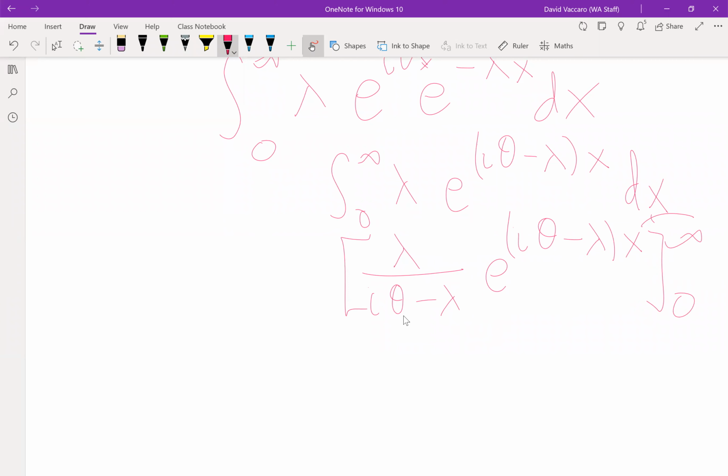When I substitute in the infinity, because lambda is bigger than 0 and e to the i theta is just a complex number of modulus 1, I get 0. So that term disappears. Then I substitute in the 0 with a negative. So I just get lambda over lambda minus i theta.